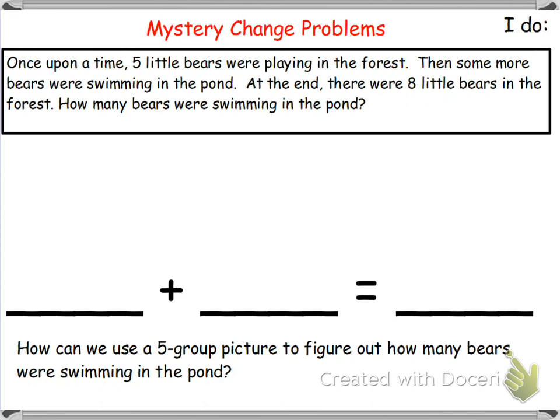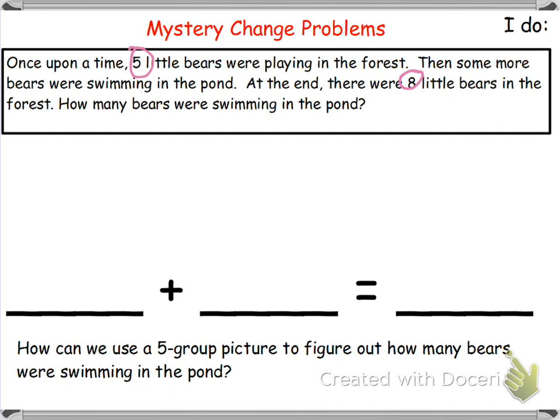Once upon a time, 5 little bears were playing in the forest. Then some more bears were swimming in the pond. At the end, there were 8 little bears in the forest. How many bears are swimming in the pond? So now I know that 5 little bears are playing in the forest, and then at the end there were 8 little bears in the forest.